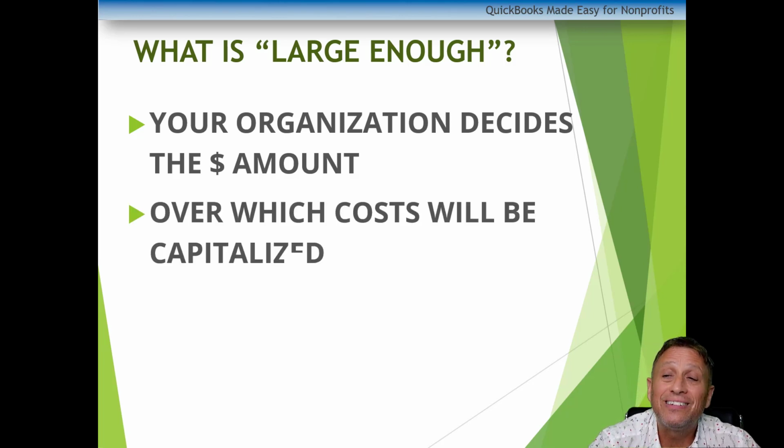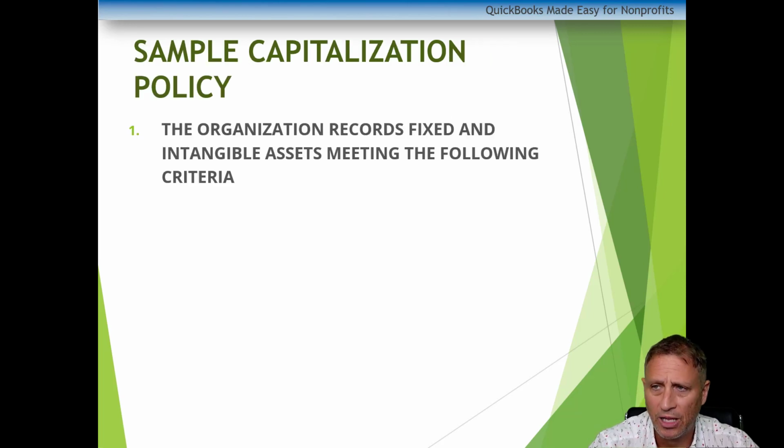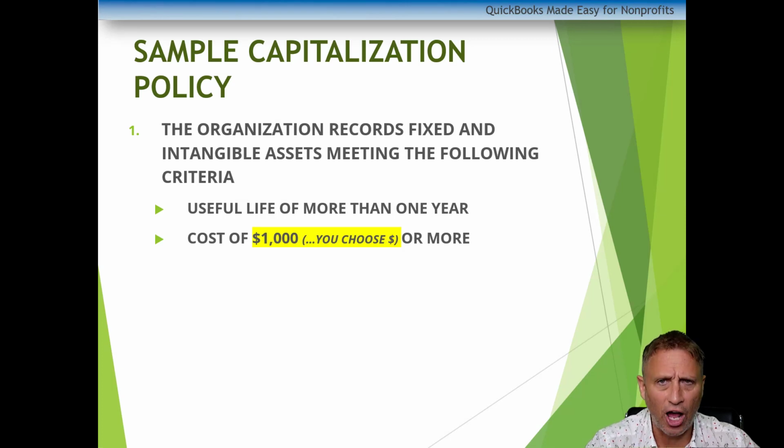So you decide the amount over which costs will be capitalized, and then you document this with a capitalization policy. So don't freak out. A capitalization policy, it's real easy. Here's a sample one. Just write it up, get the board to vote on it. The organization records fixed and intangible assets meeting the following criteria: useful life of more than a year, always got to be true, and cost of, now I put $1,000 here, you could be 2,500, you could be 5,000, just depends.